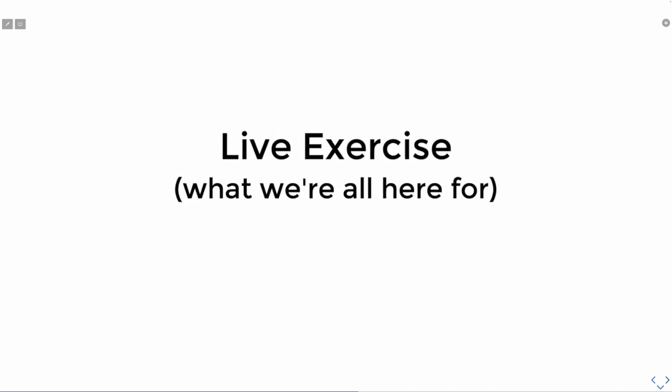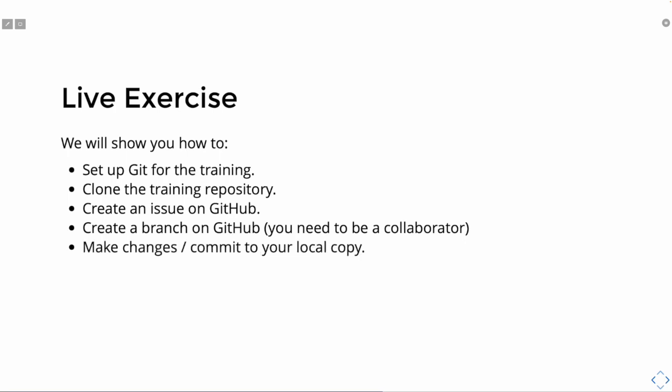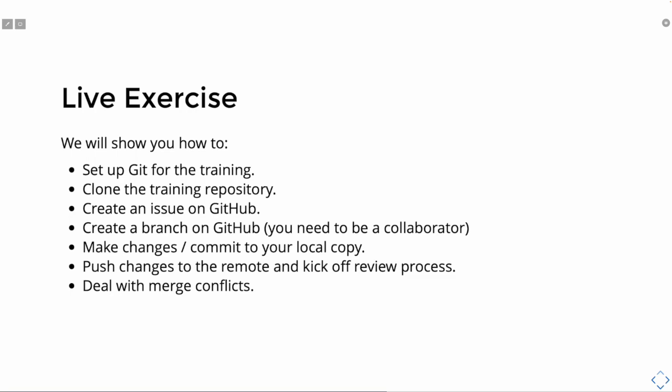So the live exercise, what we're all here for. In this example, we will show you, or what we did show you at the training: setting up Git for the training, clone the training repository, create an issue on GitHub, create a branch for that issue. You need to be a collaborator to do this. Make changes and commit to your local copy. Push the changes to the remote and kick off the review process, dealing with merge conflicts.